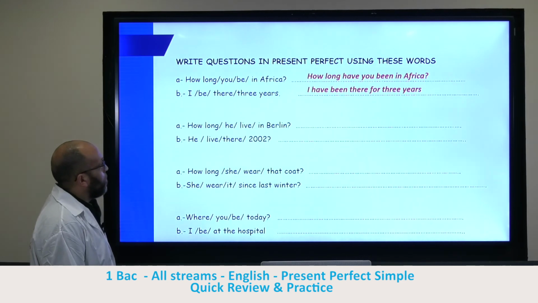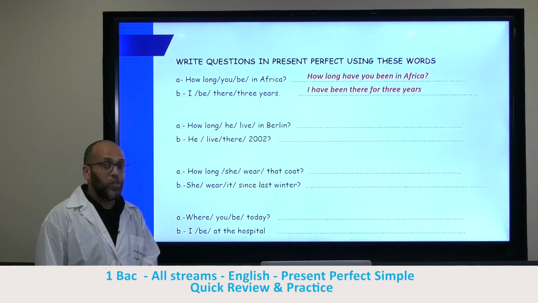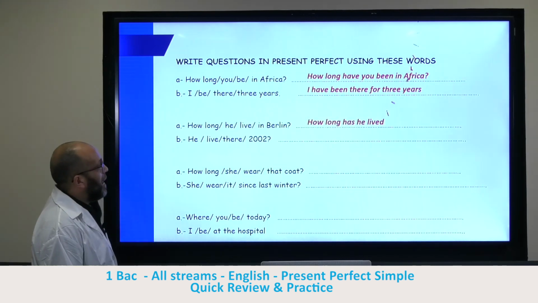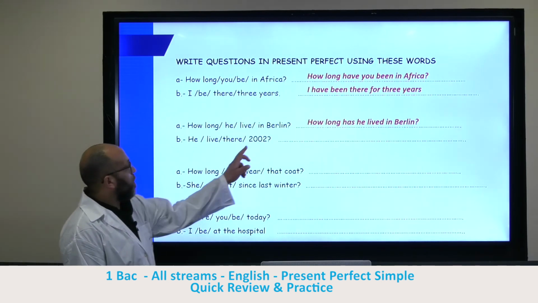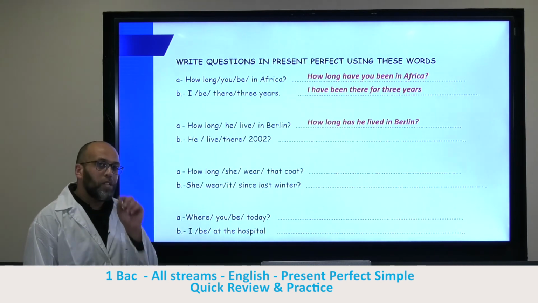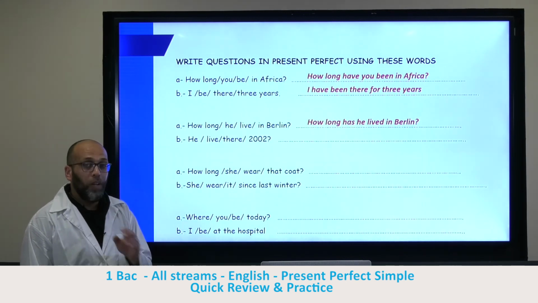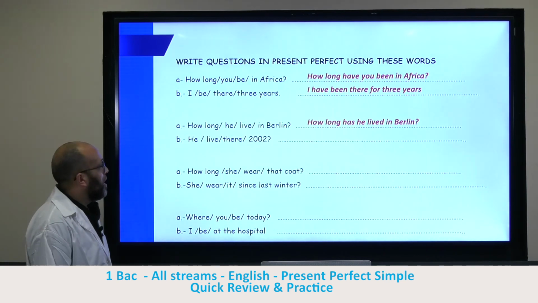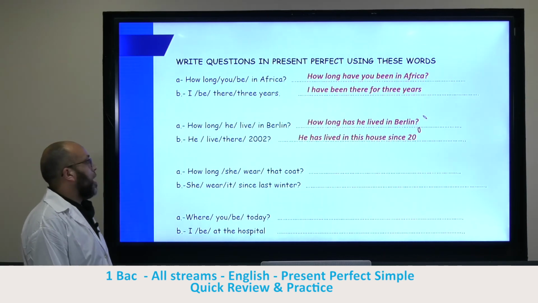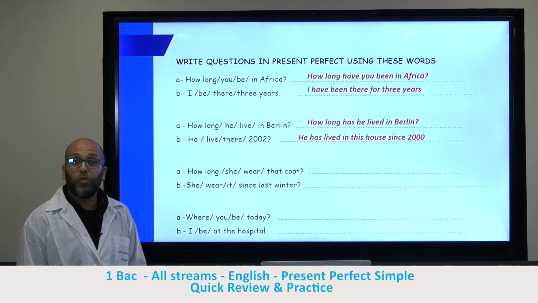How long he live in Berlin? Remember, he takes the singular auxiliary. So how long has he lived in Berlin? The answer should be, so here we have a specific time. So the best word you can use is since. You cannot say for. No one can live in a place for 2002 years. It's impossible. So you can say he has lived in Berlin since 2000.